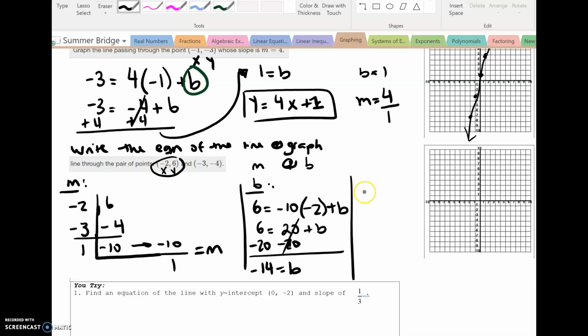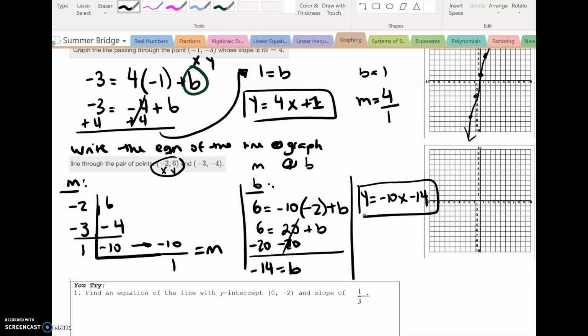So my equation is going to be y is equal to my slope, which is -10, x, plus my b, which is -14. Now I'm not actually going to graph it, but I did want to show you how to find the equation of a line using 2 points.